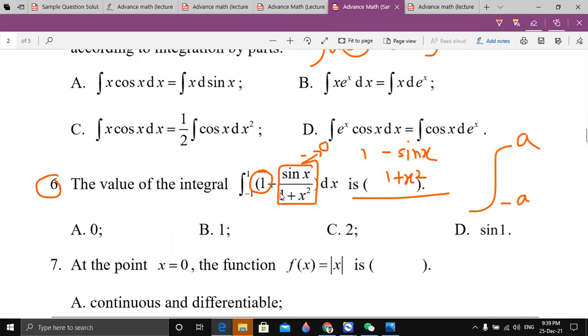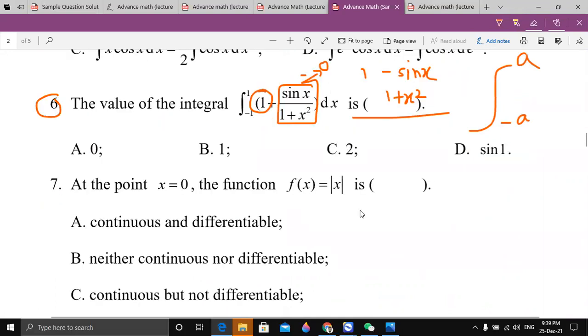Integration of minus 1 to 1 on dx. So this part we can calculate this way. We have to find the integration of the constant. Integration of any constant value is x plus c. We don't consider c, we just consider x.